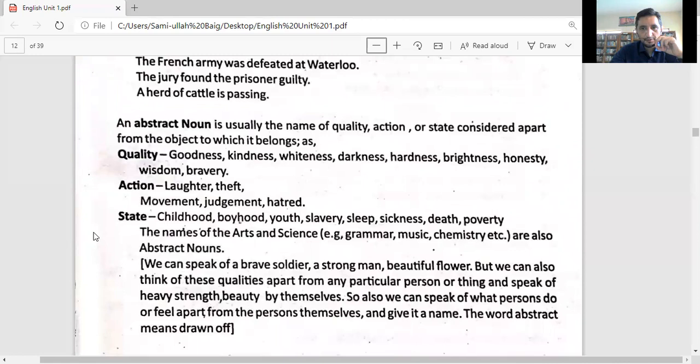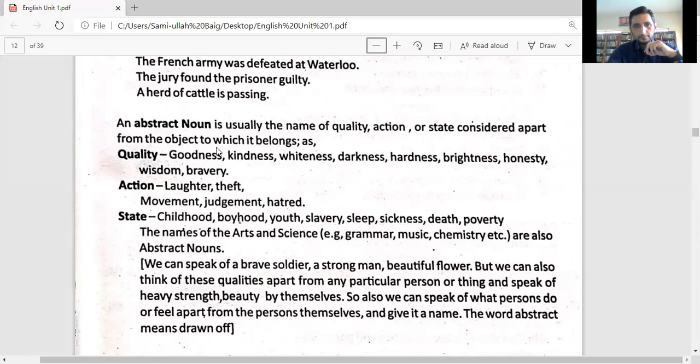So an abstract noun now. An abstract noun is usually the name of a quality, action, or state considered apart from the object to which it belongs. So abstract noun has further three categories. The abstract noun usually is something that we cannot touch with our hands, in contrast to material nouns which we can touch with our hands, which we can feel through our five senses.